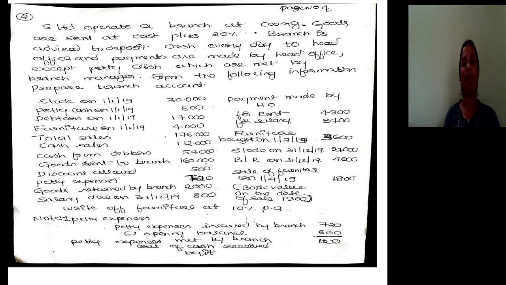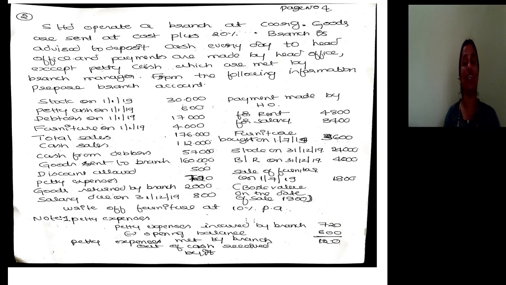Next one, payment made by head office for rent 4,800, for salary 8,400, and that's all. It means that much cash is sent by head office to branch. Journal entry: branch account debtor to bank account, under that for rent 4,800, for salary 8,400, because all expenses except petty cash were met by head office.